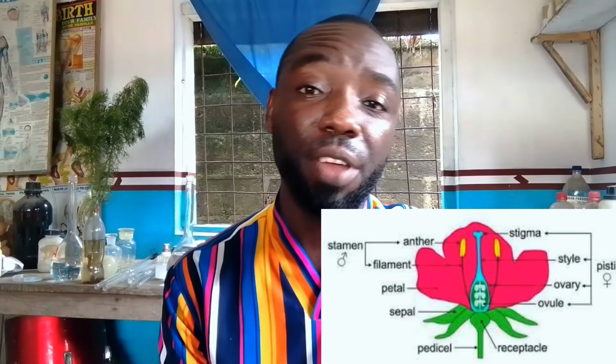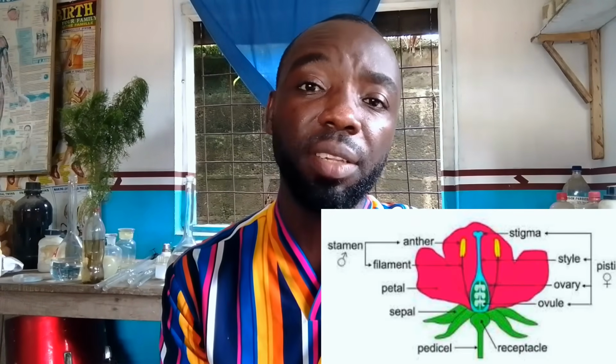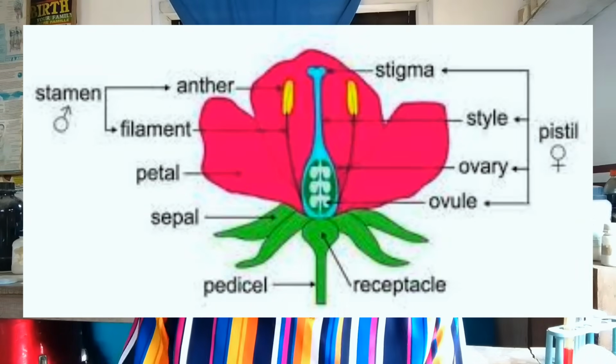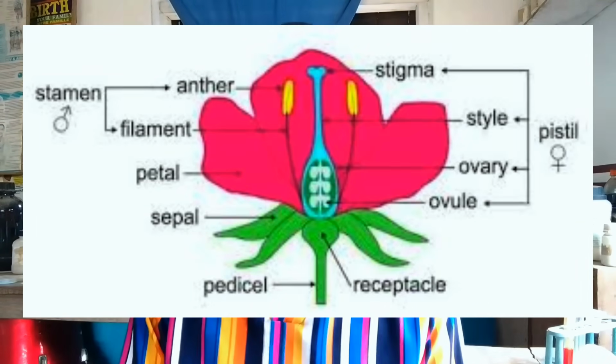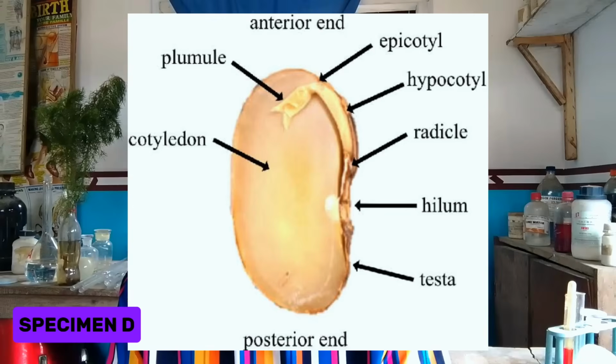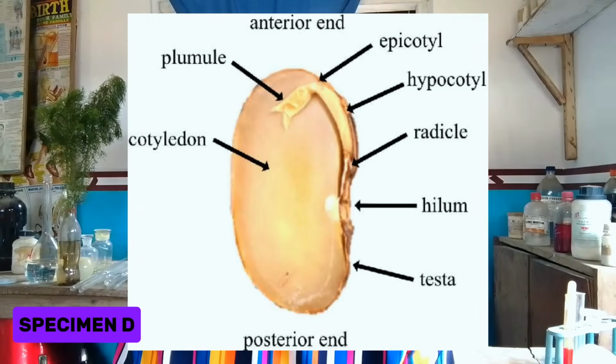So the next one we have here is Specimen D, which is bean seed. Now the questions that you should be expecting as far as this specimen, which is bean seed, is concerned is the cotyledon. You'll be asked the cotyledon. So you have it in mind that beans is a dicotyledon, meaning that they have 2 seed leaves.